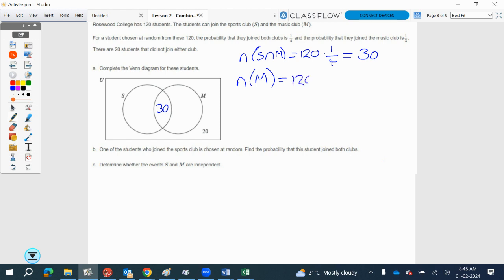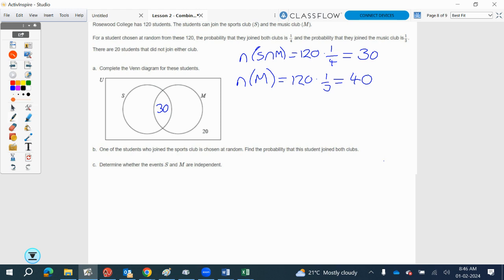This is 120 times a third, which is going to be 40. We've got 20 that didn't join any. So we need to calculate how many students joined the sports club. How can we do that? Which formula can we use? Look at the formula sheet.